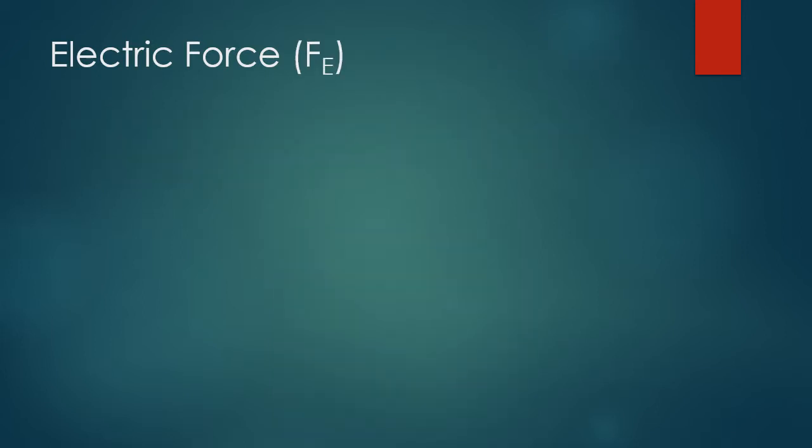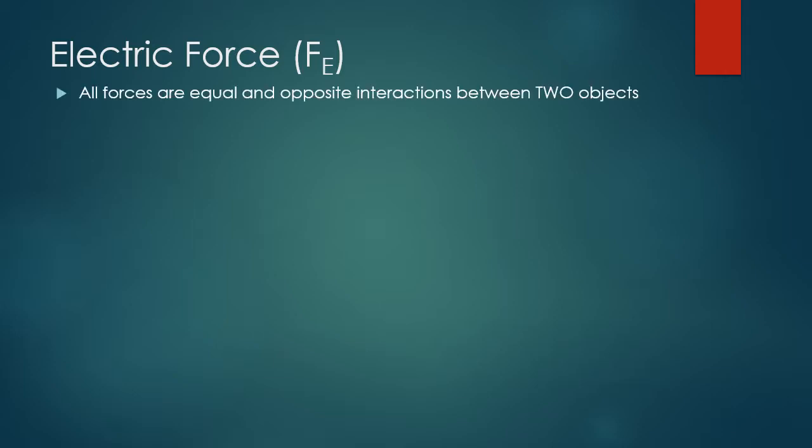The last chunk of this lecture is going to be on a new variable called the electric force, and it's represented by a capital F with a lowercase e next to it. It's a force, so it's going to be measured in newtons, just like every other force that we've ever had in this class. I'm going to remind you that Newton's third law says that all forces are actually equal and opposite interactions between two objects. So for an electric force to exist, you actually have to have two objects.